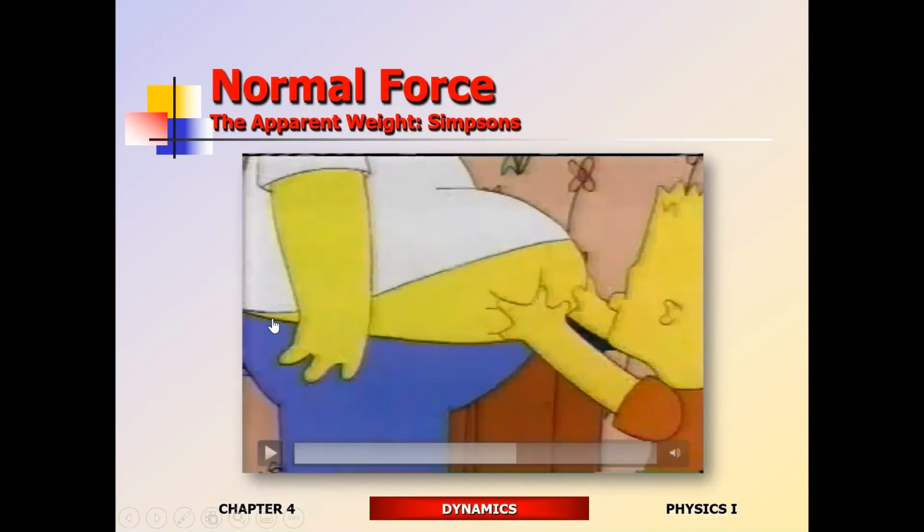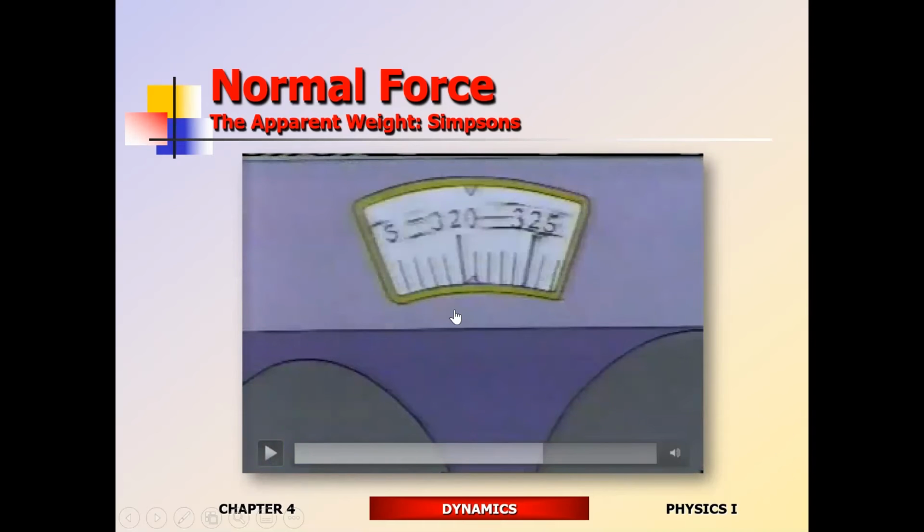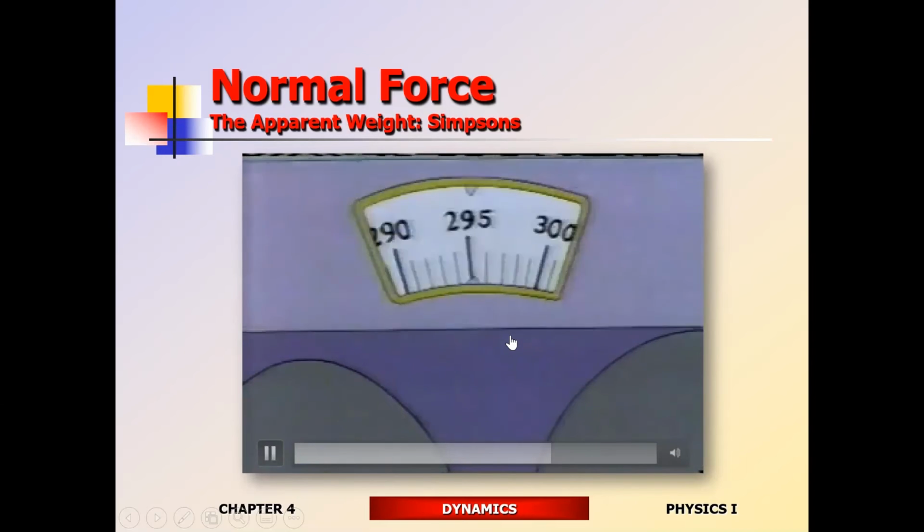What you need to do is displace some of that weight onto something else. You can put one foot on the floor, and obviously you're going to weigh less. Or you can put your arm on a countertop, and you're going to weigh less.